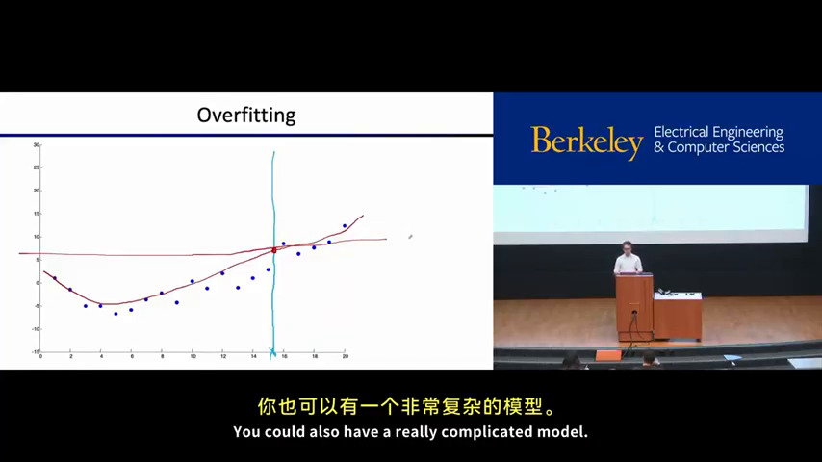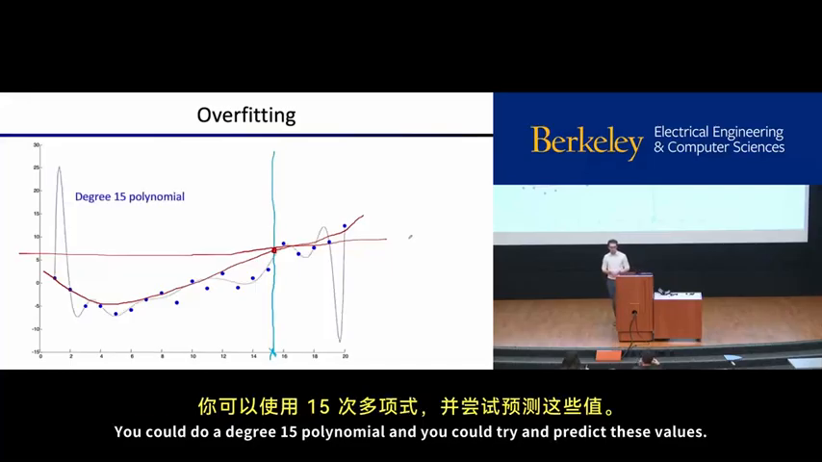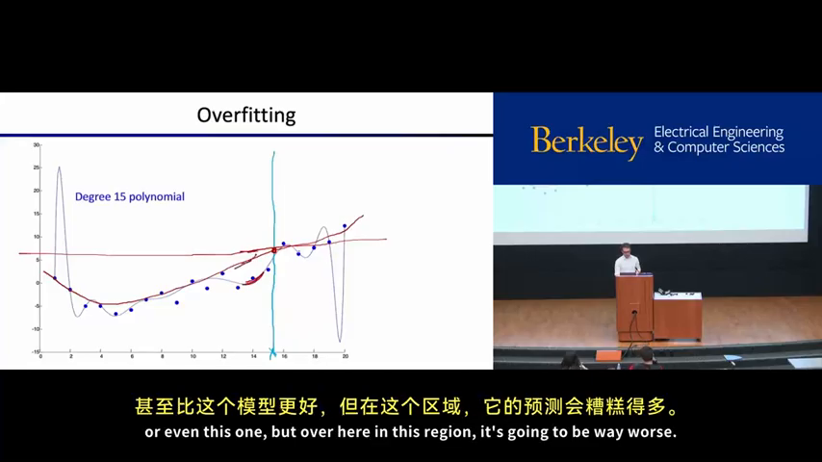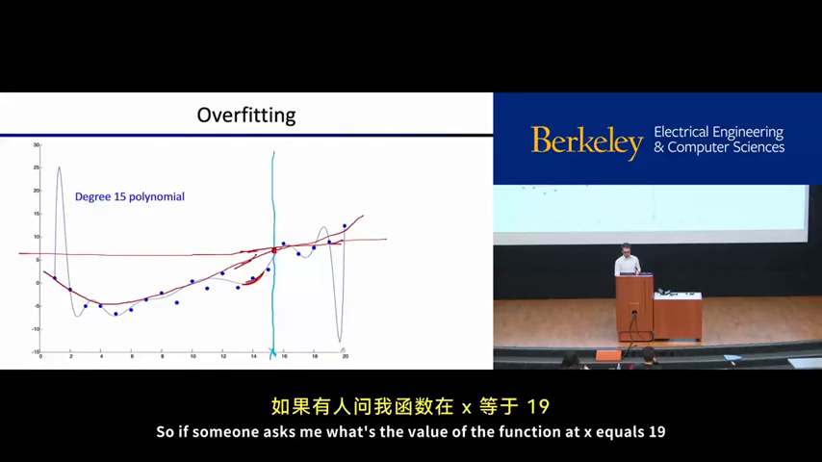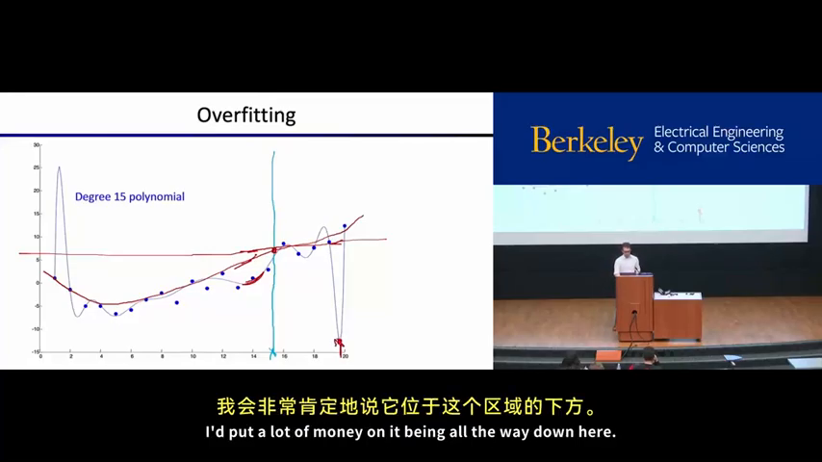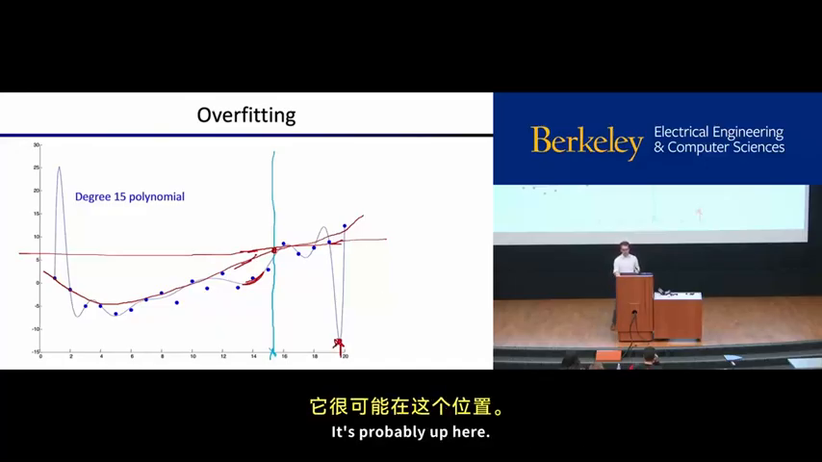You could also have a really complicated model. You could do like a degree 15 polynomial, and you could try and predict these values, right? So this model might be better at predicting in this region than my model was, or even this one. But over here in this region, it's going to be way worse. So if someone asks me, what's the value of the function at x equals 19, or 19.8 or something like that, I'd put a lot of money on it being all the way down here, but it's probably not. It's probably up here, right? So what is that? That's called overfitting.